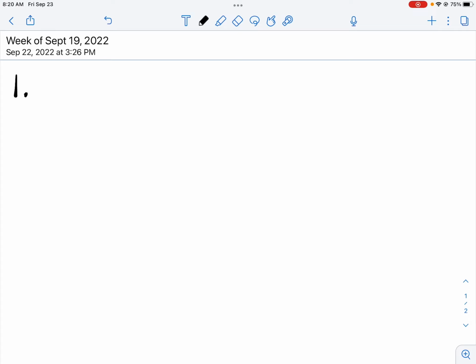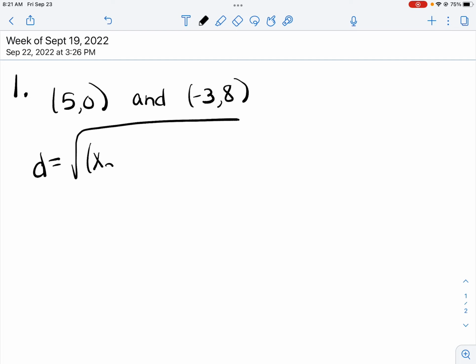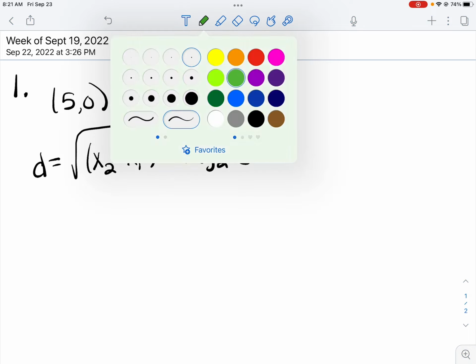Our first problem asks us to find the distance between (5, 0) and (-3, 8). So our distance formula is this. Now, for the final exam, students will not have to memorize the distance formula, but it is likely that for the next test, students would need to know that formula. So be sure you tell them to go ahead and learn that formula.